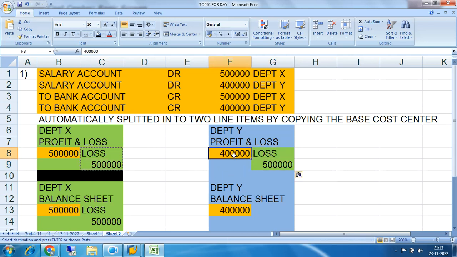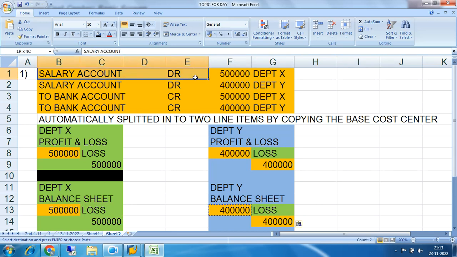Loss is your 4 lakhs. Here the loss will be transferred to the asset side of the balance sheet, isn't it? So what happens? Your balance sheet will match. That means the transaction should look like this. How will this happen? This will happen through document splitting. Again I am telling, this will happen through document splitting, right?